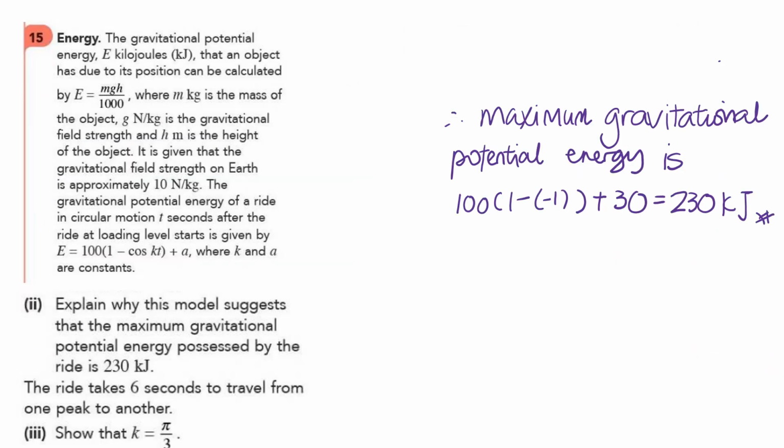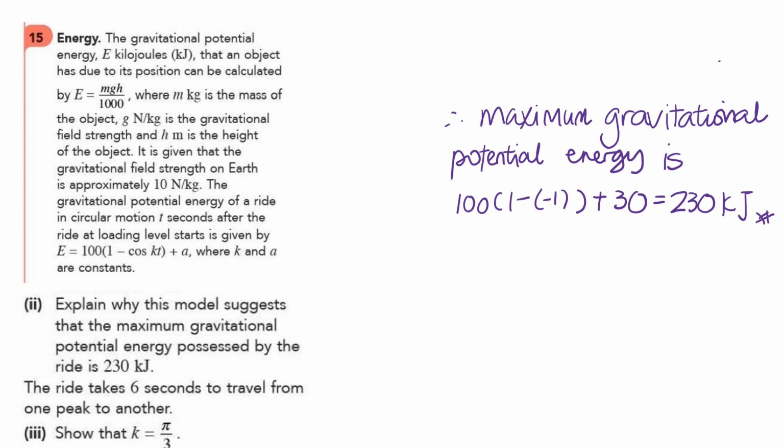All right, so let's look at part 2. In part 2, you are asked to explain why this model suggests that the gravitational potential energy possessed by the ride is 230 kJ. I think we will have to use the second formula to find E, the cosine one. Only the cosine has a maximum and minimum value, right? So we cannot use E equals mgh over 1000. It doesn't tell us about maximum and minimum. So we will have to rely on the second.